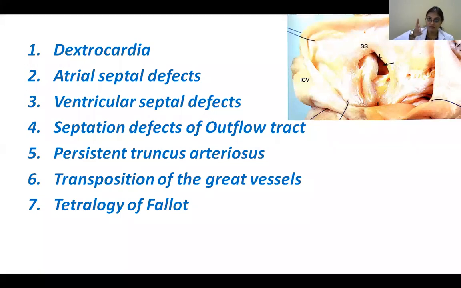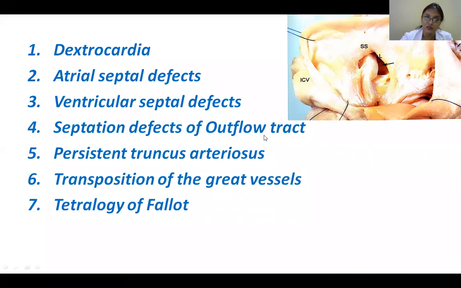So there can be a defect in the meeting of these two, or a proper septum is not formed, because both the AV endocardial tissue as well as the outflow cushion tissue are dependent on neural crest cells. So if there is no proper or regulated migration of neural crest cells, then there can be a defective completion of the interventricular septum. So that leads to ventricular septal defects, which are the most common.